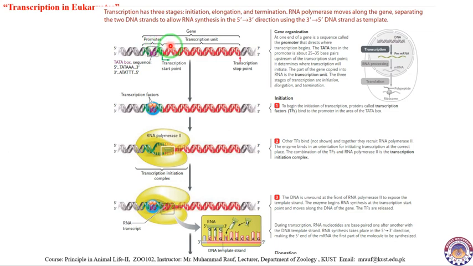migration in the downstream direction towards the actual area which will be copied. So then they migrate towards the transcription start point, and then they start forming the messenger RNA. The messenger RNA synthesis will take place in the 5 to 3 direction, always in the 5 to 3 direction.